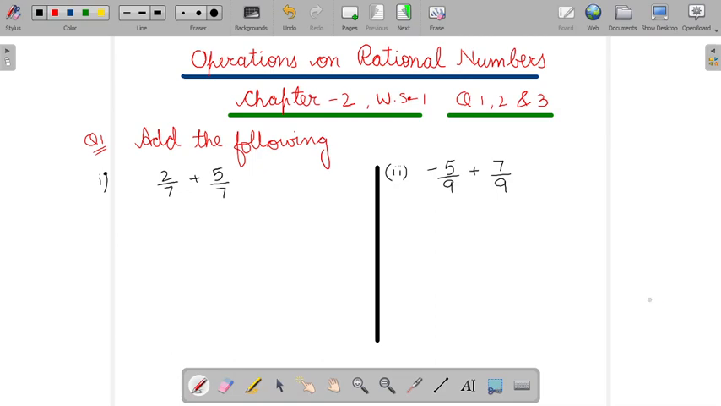Hello everyone. Now chapter 2. Question 1. In question 1, the question is to add the following. It's quite an easy question. So what you will do is find out its LCM.